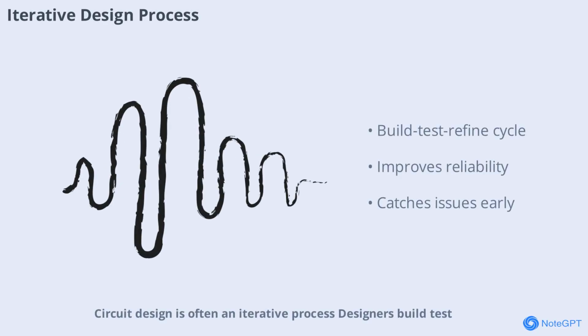Circuit design is often an iterative process. Designers build, test, and refine their circuits multiple times to achieve the best results. Each iteration brings improvements and helps catch potential issues early. Embracing iteration leads to more robust and reliable designs.